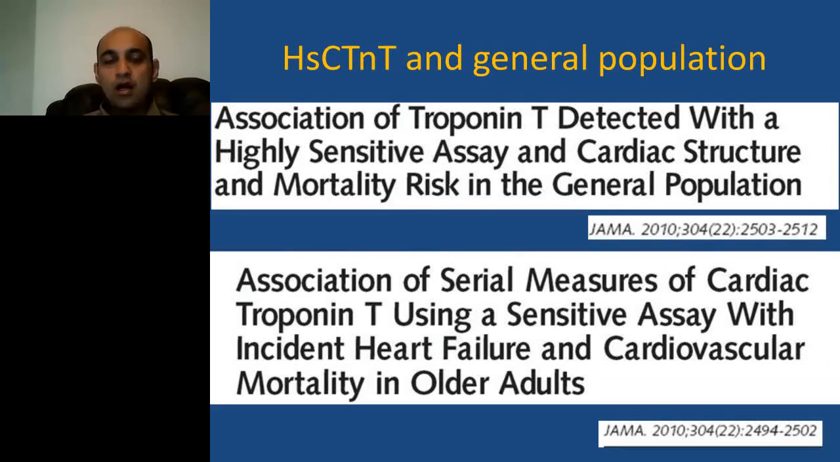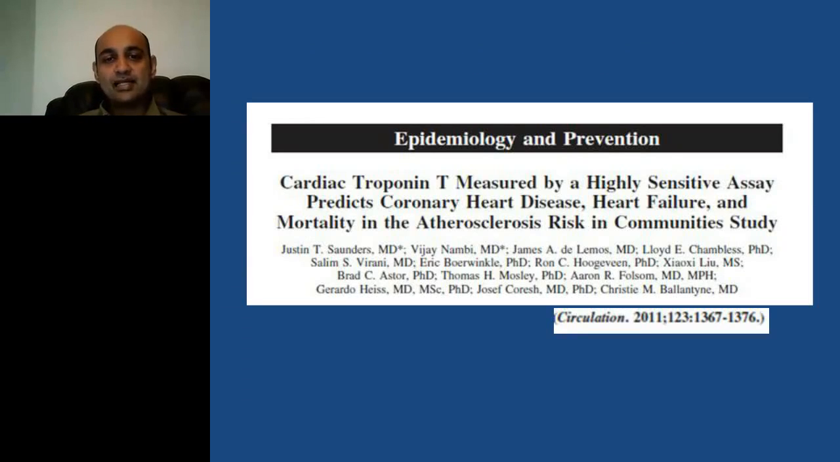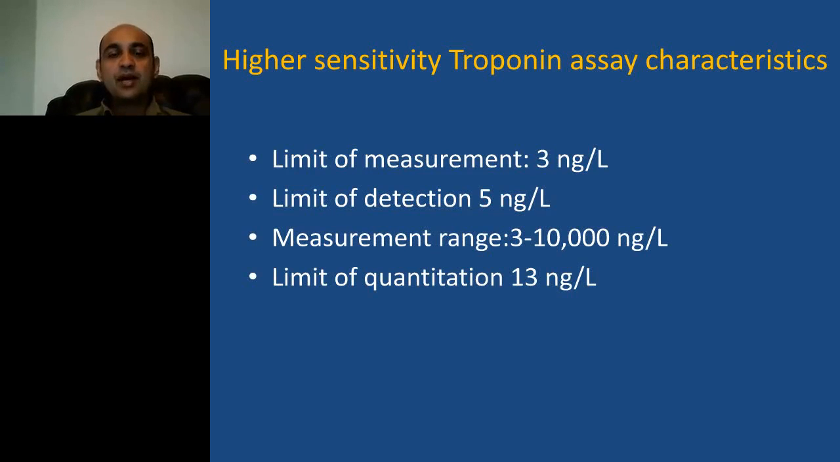So all of these were published around the same time as I talked to you, in 2010 and 11. The Dallas Heart Study and the CHS were published in JAMA, while the ARIC study was published in Circulation, all around the same time. So I'm going to focus on the ARIC study and go through how troponin, these higher sensitivity troponins, have been associated with events.